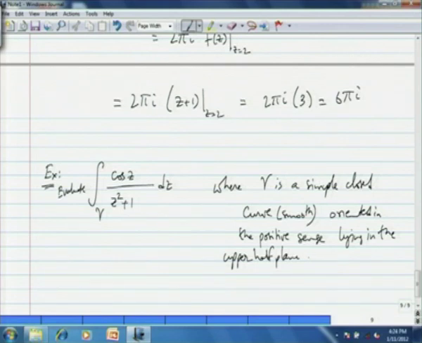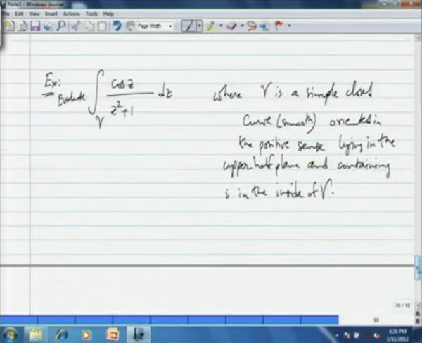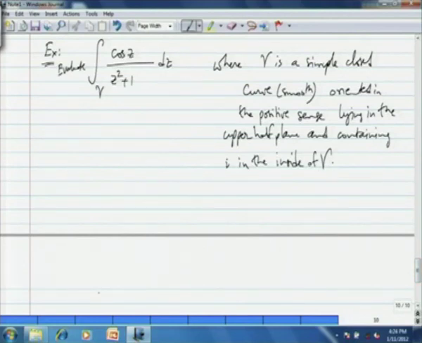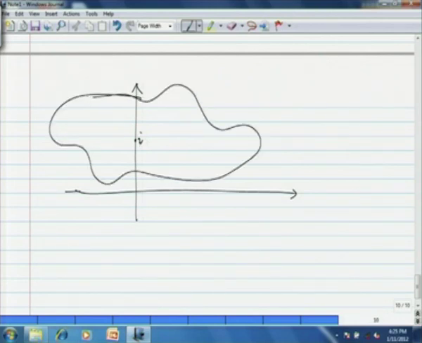And containing i in the inside of gamma. That is a vague description, but that is enough to evaluate the said integral. I could have taken a more concrete curve gamma, but this is a more general curve gamma. So, what this is telling you is that here is the upper half plane, for positive values of the imaginary part. And what is important is i is in the inside of the curve. So, you have a simple closed curve oriented in the positive sense, and it surrounds i. So, i is in the inside of gamma.